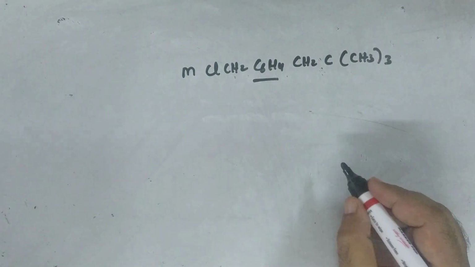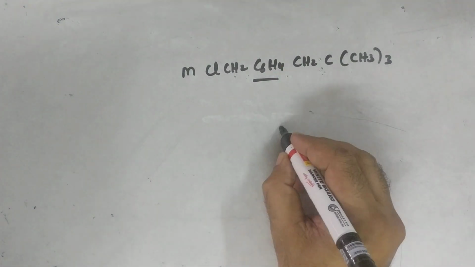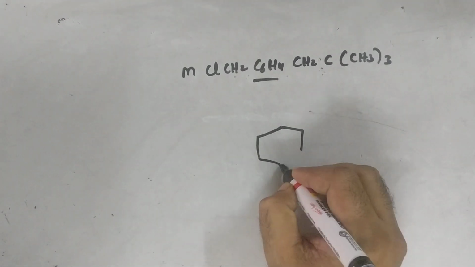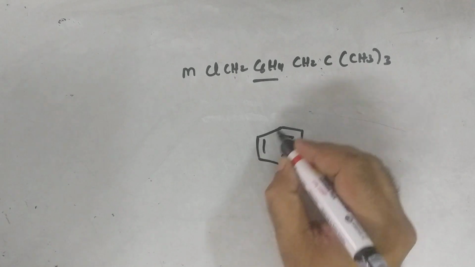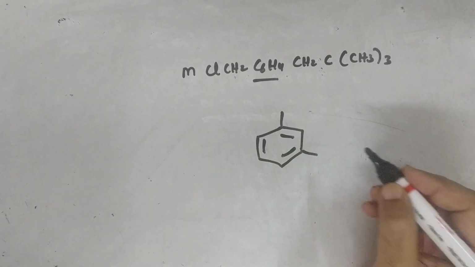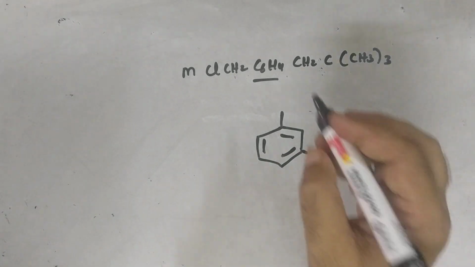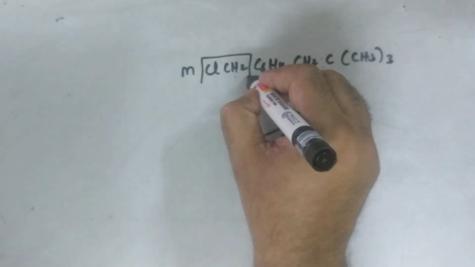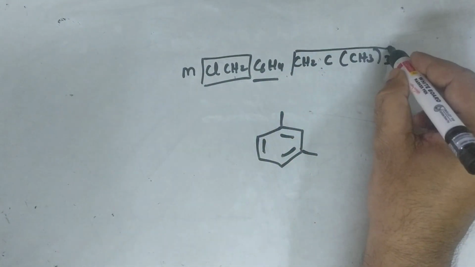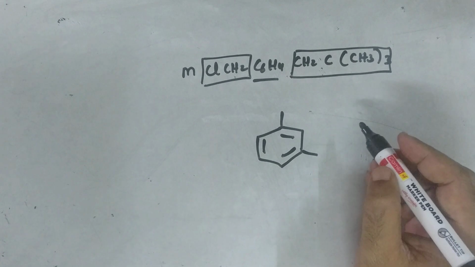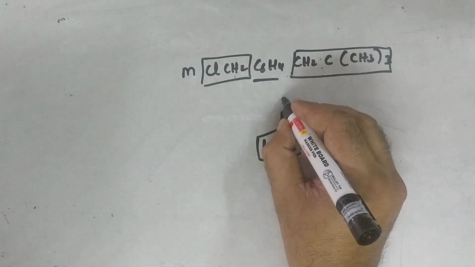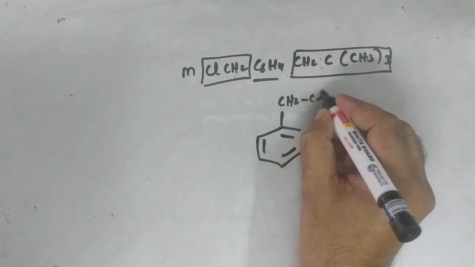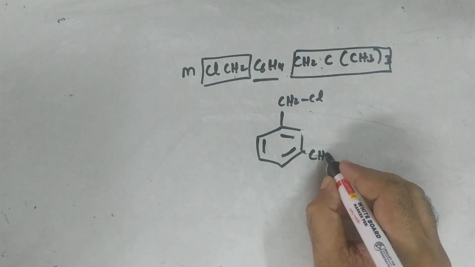Now let's write the expanded form. First of all, let's write benzene. This is C6H4 benzene. Then what does meta mean? Meta means 1 and 3. One group is at 1 and the other is at 3. What are the two groups I can see? One group I can see is this one, the other group is this one. I can put any group at one position, any group at the other position. So let me put this group over here and this group over here.